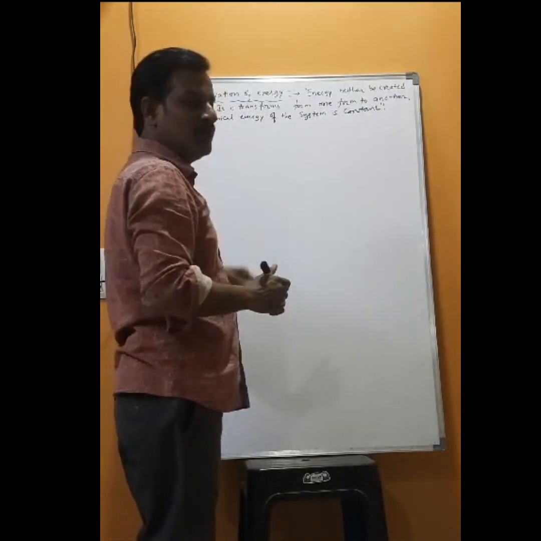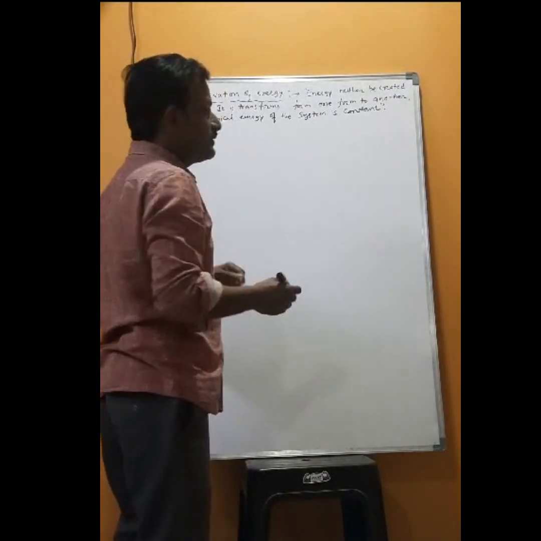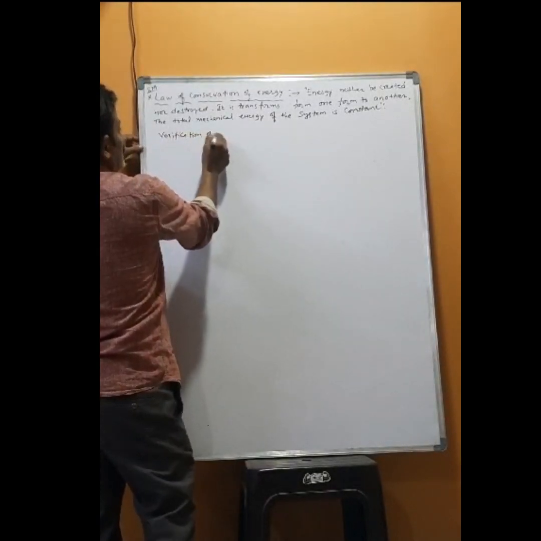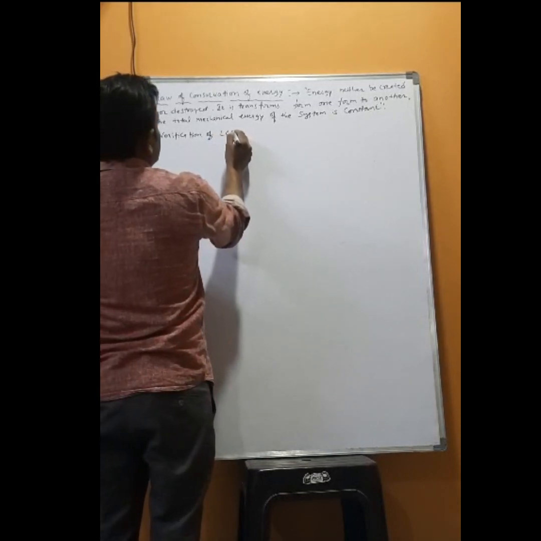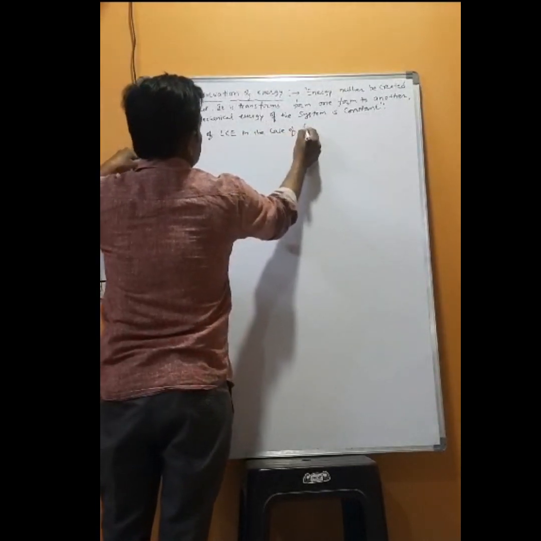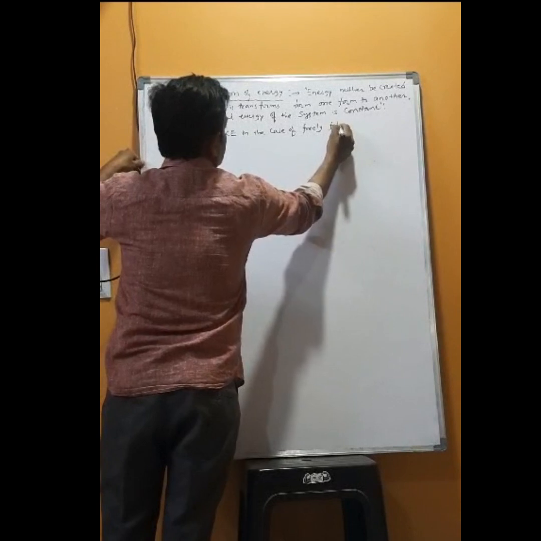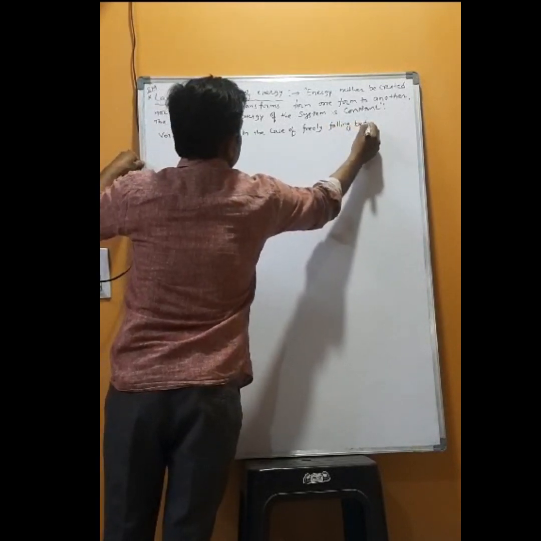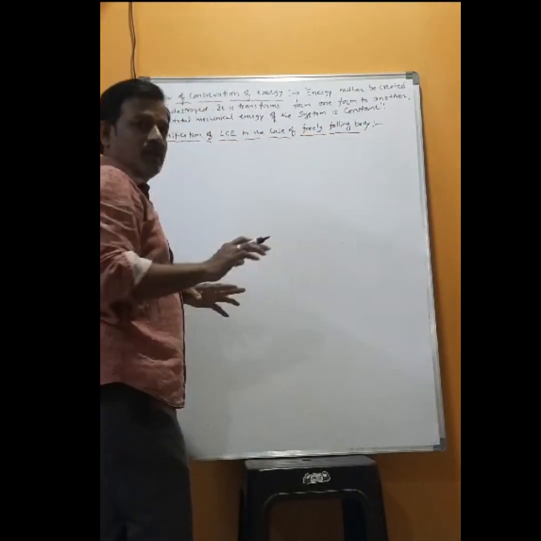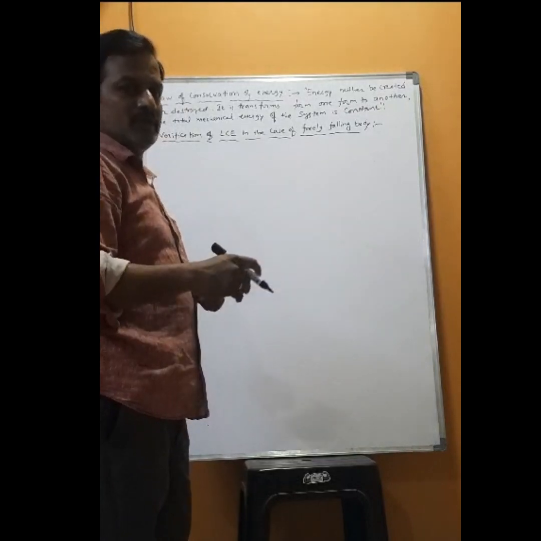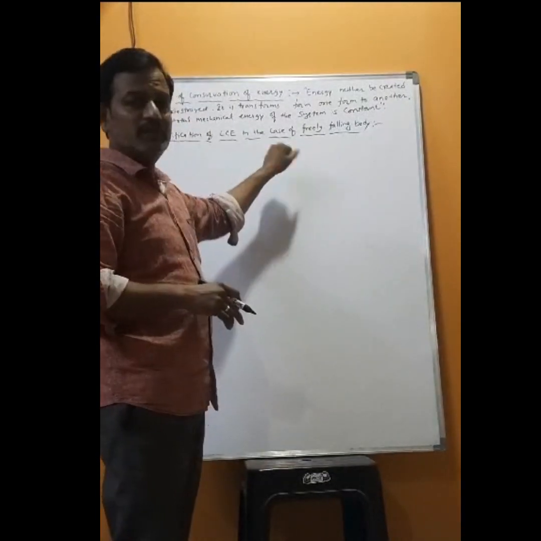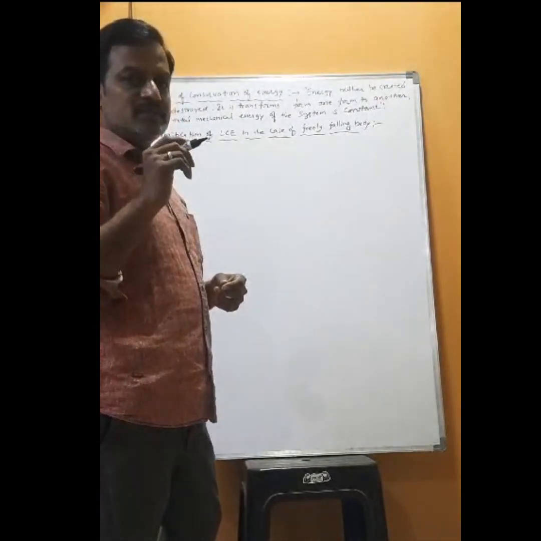Now we are verifying the law of conservation of energy in the case of a freely falling body. What is the meaning of a freely falling body? It means when we are not applying any force on the body, if it is left freely from a certain height, then that is considered as a freely falling body. Its initial velocity is always zero.